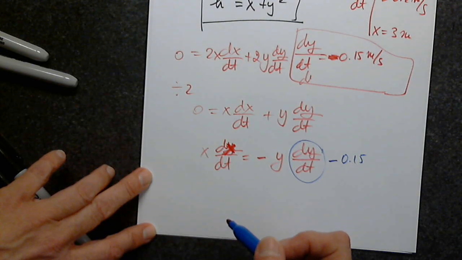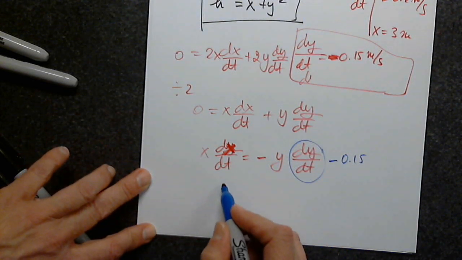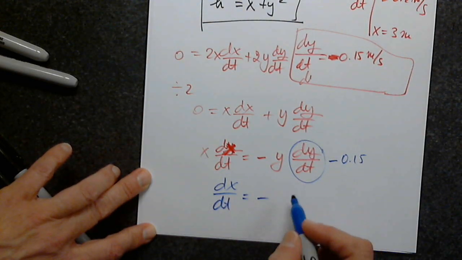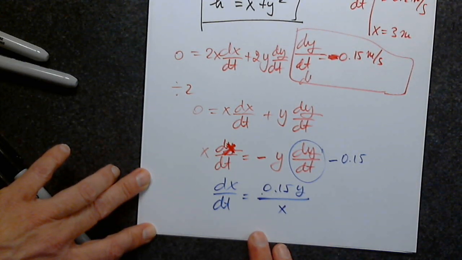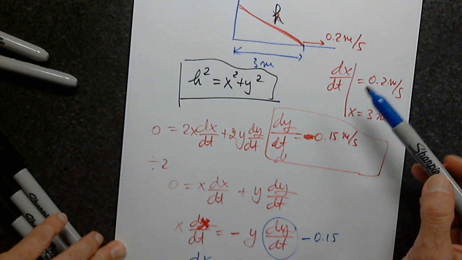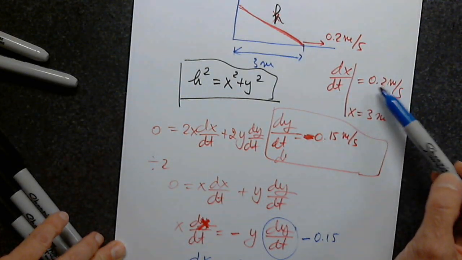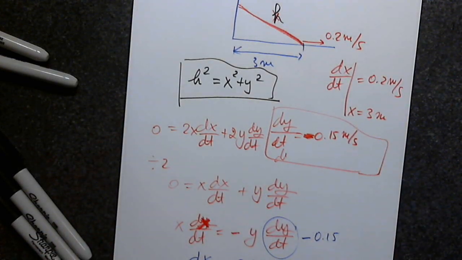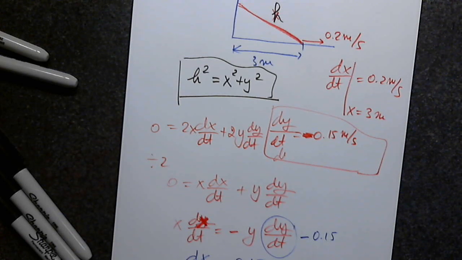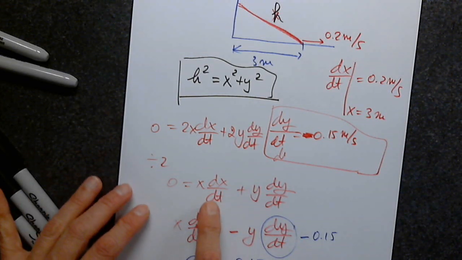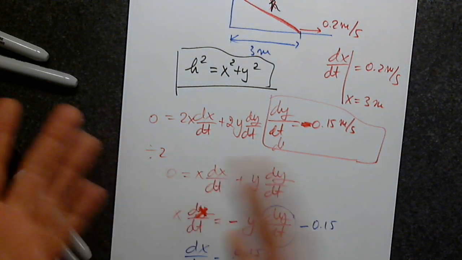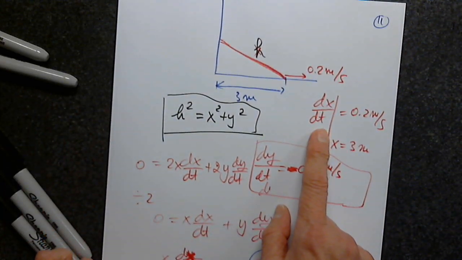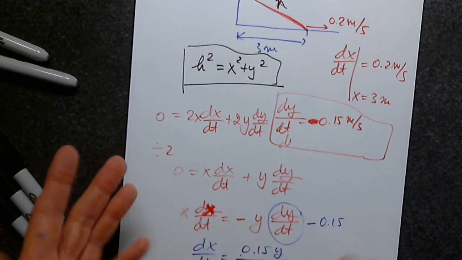So from here, what do we get? I have dx over dt equals negative, oh, it's all positive now. Right, so 0.15y divided by x. Okay, and I am told that dx over dt is 0.2 when x is 3. Yes, go ahead. How did that become 0.15y over x? Okay, so I have kept dx over dt on one side and I moved this to the other. You can do either way. It doesn't matter. But I want to solve for dx over dt because this is what I have. You can solve for dy over dt, but why would you? Because we already have that.